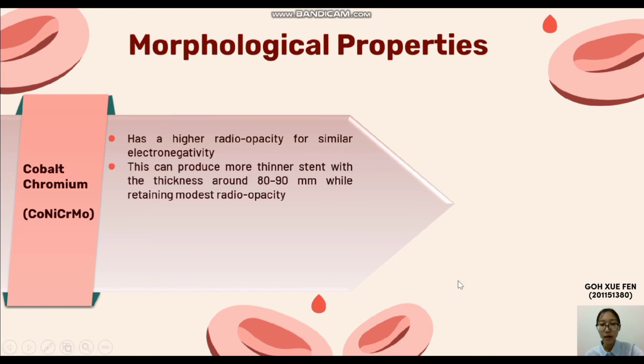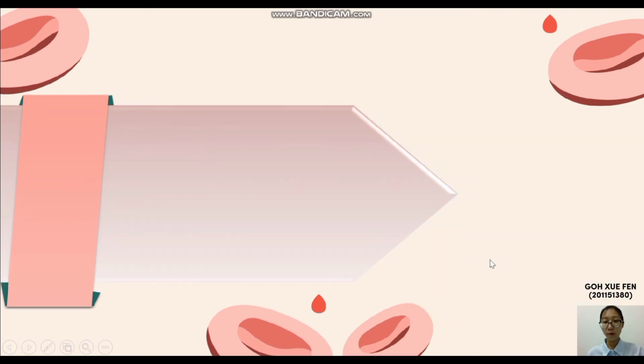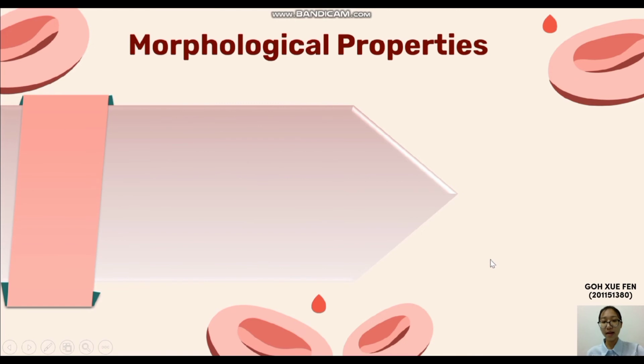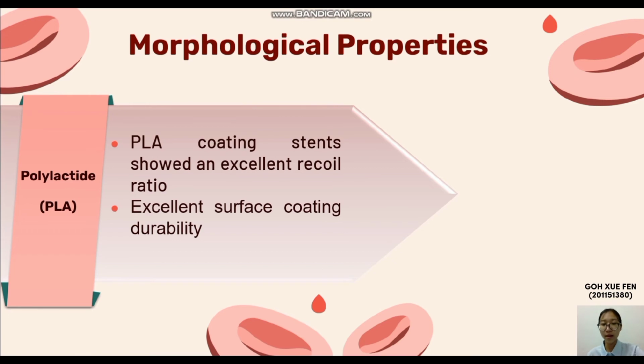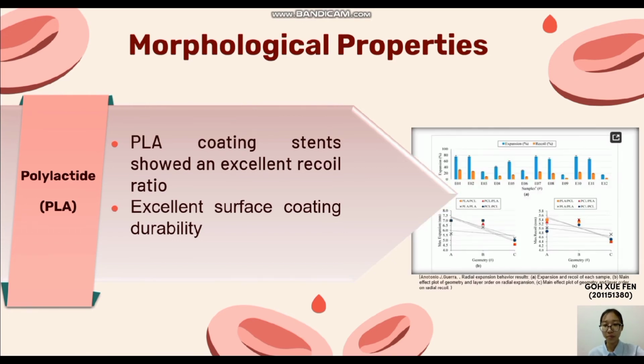Secondly, the cobalt chromium can provide the modular strength. The modular strength can provide the flexibility and access to side puncture, and finally will inhibit the radial force and late restenosis. The consideration in the morphology property of why we choose the polylactide is that polylactide shows excellent surface ratio, and the polylactide has excellent surface coating durability on the body of the strut.